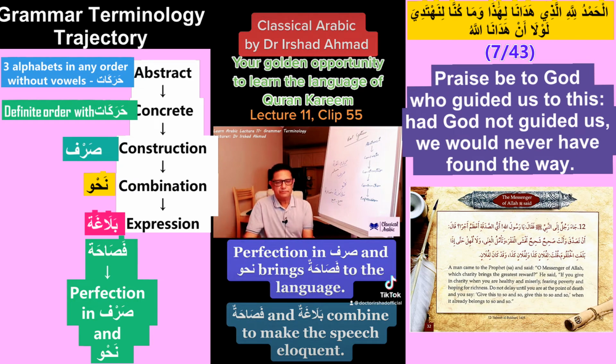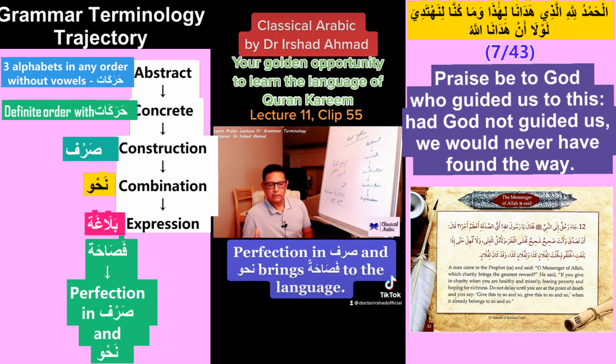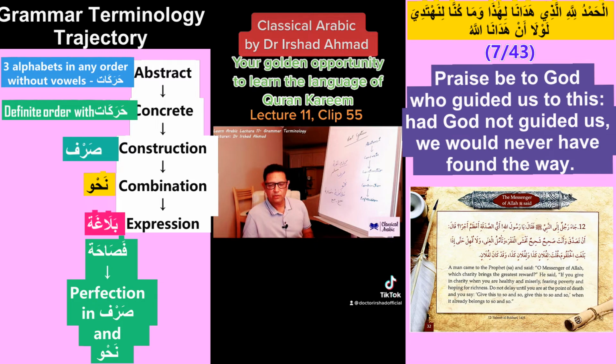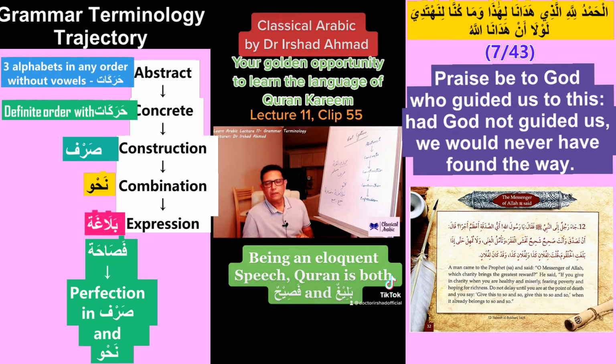Basically, when we look at Fasaha, there are a lot of components of Fasaha. We cannot define it just with one word, but it has to do with clarity. The clarity of the language involves constructing words and putting the words together in a way that there are no grammatical mistakes at all.